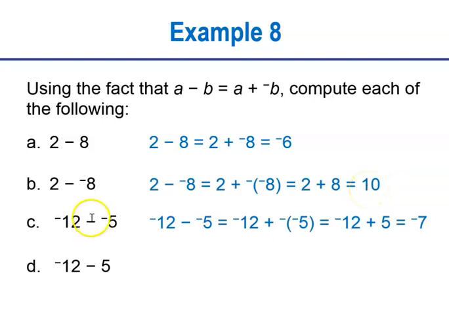Next problem, change your subtraction to addition. So this subtraction turns into a plus. Negative of a negative 5 is plus 5. Negative 12 plus 5 is negative 7. And then the last result, we have negative 12 minus 5. Change subtraction to addition. But don't forget to change this positive 5 to a negative 5. Negative 12 plus a negative 5 is negative 17.